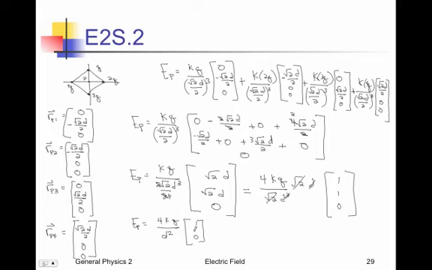Now I have to find the magnitude. So the magnitude of EP is equal to, I need to take the EPx squared plus the EPy squared. So this is in there too, so I'll just take that out. 4kq over d squared, and now I'm going to say the square root of 1 squared plus 1 squared, and that is 4kq over d squared, and this would be times the square root of 2.